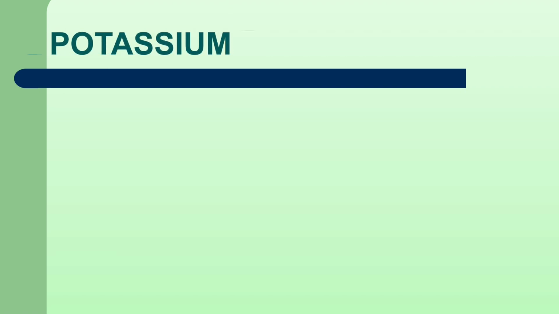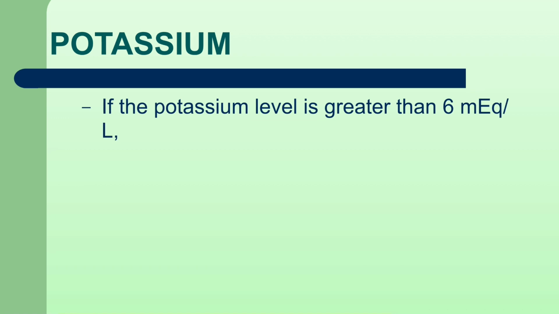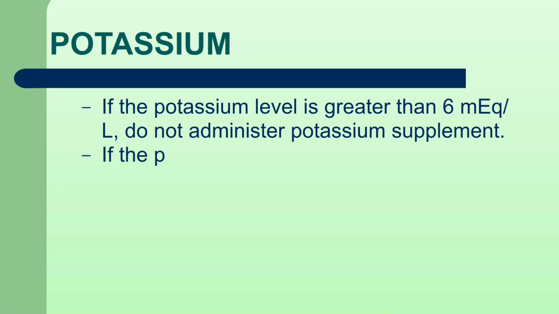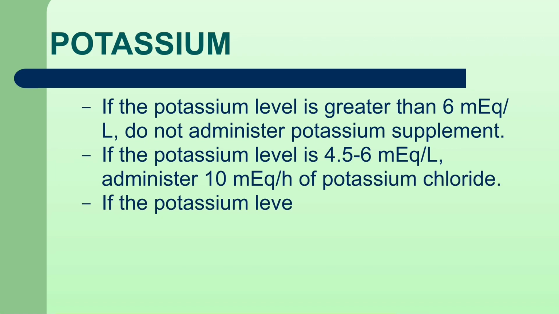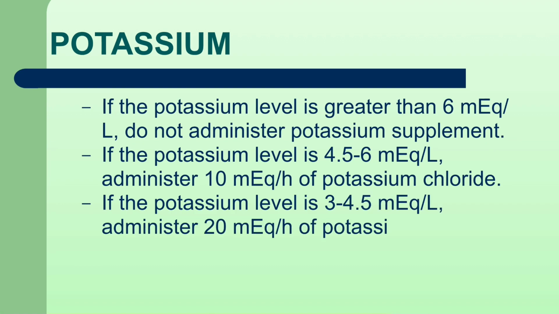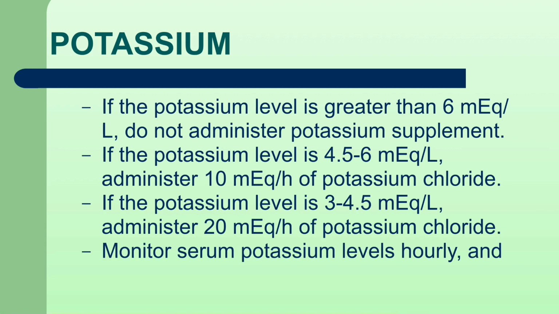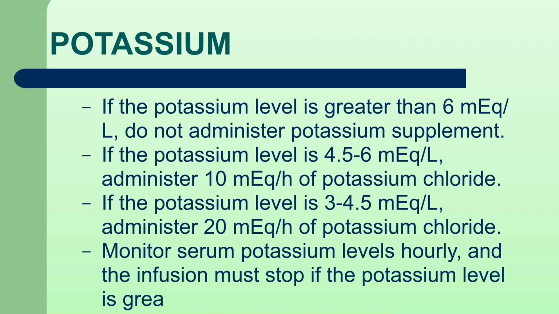Potassium. If the potassium level is greater than 6 milliequivalent per liter, do not administer potassium supplement. If the potassium level is 4.5 to 6 milliequivalent per liter, administer 10 milliequivalent per hour of potassium chloride. If the potassium level is 3 to 4.5 milliequivalent per liter, administer 20 milliequivalent per hour of potassium chloride. Monitor serum potassium levels hourly, and the infusion must stop if the potassium level is greater than 5 milliequivalent per liter.